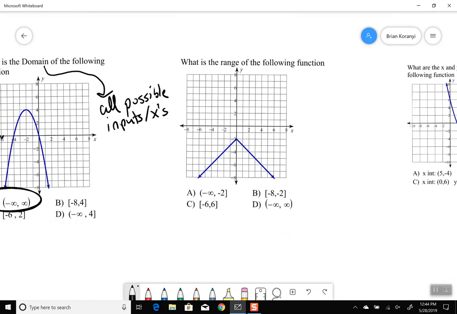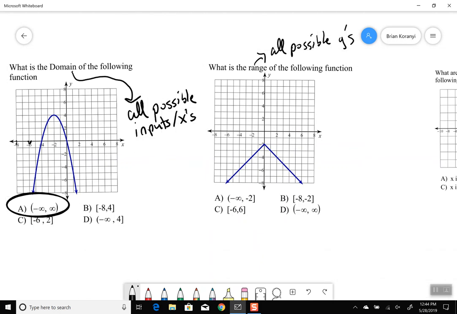On the flip side, the range is talking about all possible y values. So while your x's go from left to right, small to big, your range goes from low to high, so from bottom to top, for your y values. So this is all possible outputs.